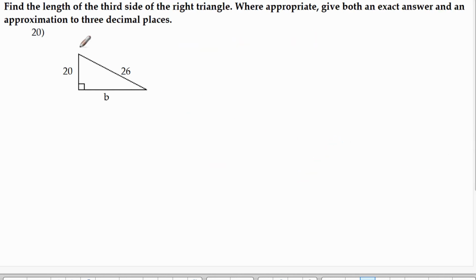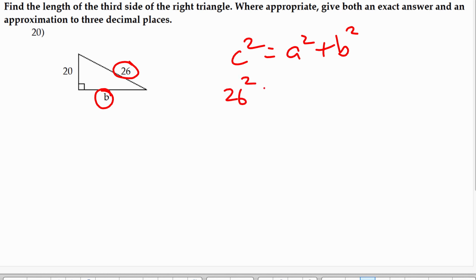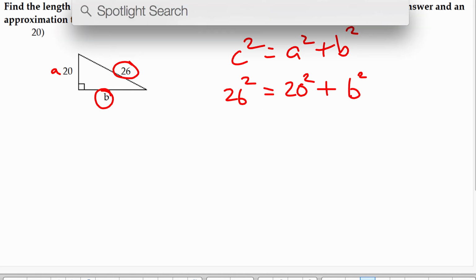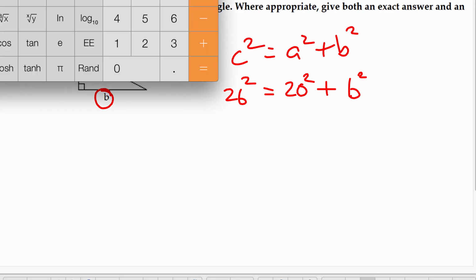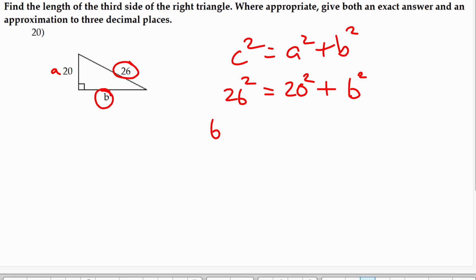All right, last question. Find the length of the third side. So I'm looking for this side. Pythagoras is the rule that we want to use to solve this. C is always the longest side, so that's 26. So 26 squared is equal to, we'll say this is a, 20 squared plus b squared. Okay, 26 squared. Gee, I don't know what that is. Calculator. So 26 times 26, 676. So 676 is equal to 20 squared, that's 400, plus b squared. Subtract 400 from each side, so I have 276 equals b squared.